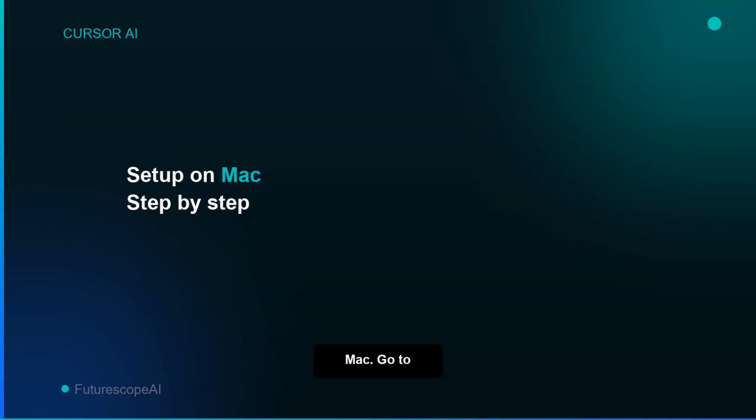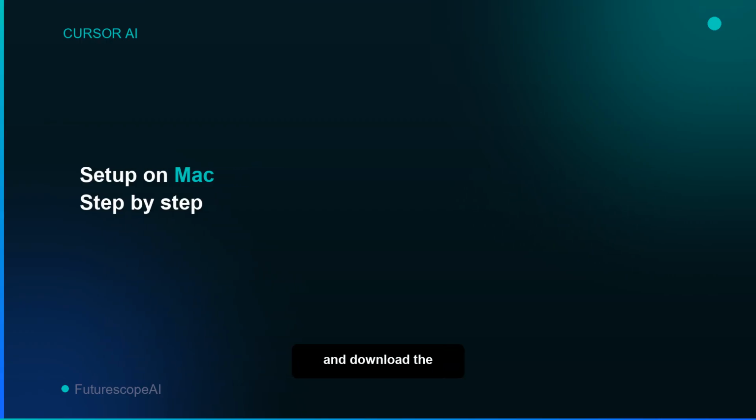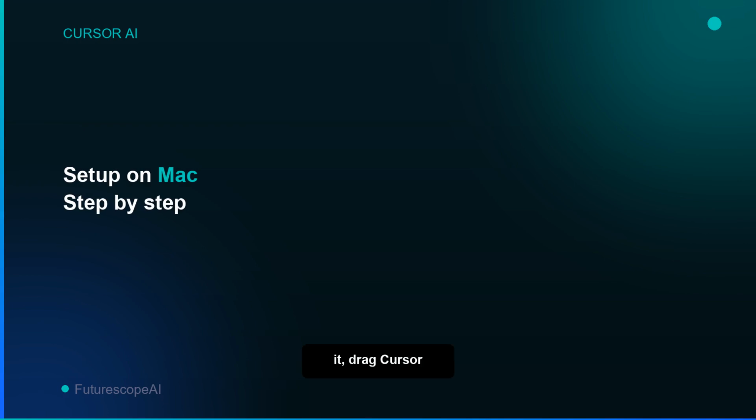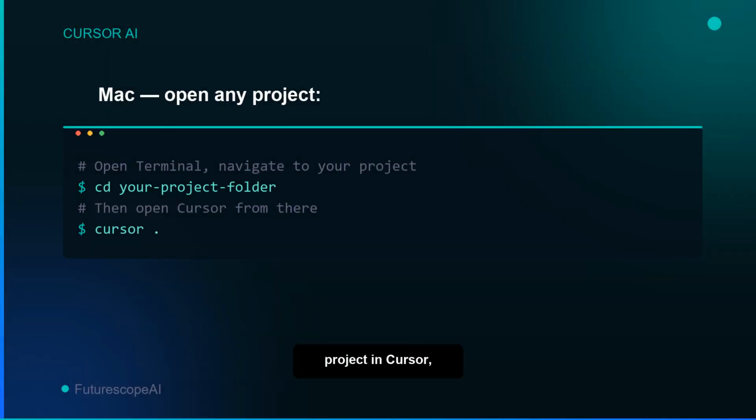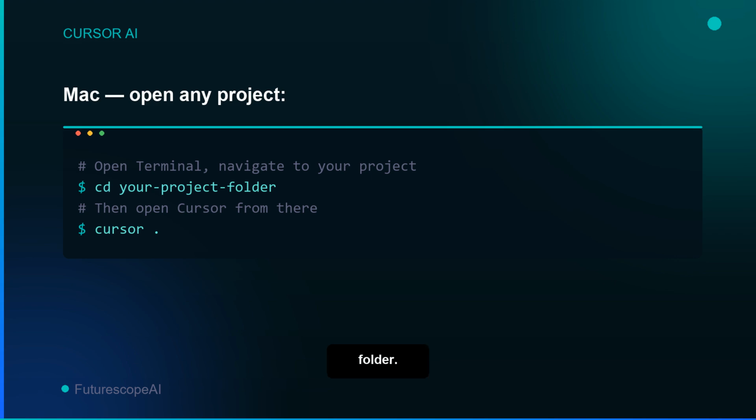Setting up on Mac. Go to cursor.com and download the Mac installer. Open it, drag Cursor into your Applications folder, and launch it. On first run it will ask to import your VS Code settings, click Import. Done. All your extensions, themes, and keyboard shortcuts are already there. Then sign up for a free account or start your 7-day pro trial. To open a project in Cursor, open your terminal, navigate to your project folder using cd, then type cursor and press Enter. Cursor opens with full awareness of every file in that folder.